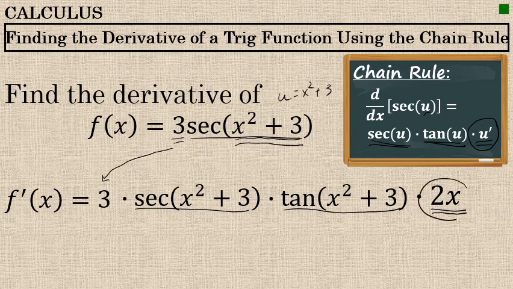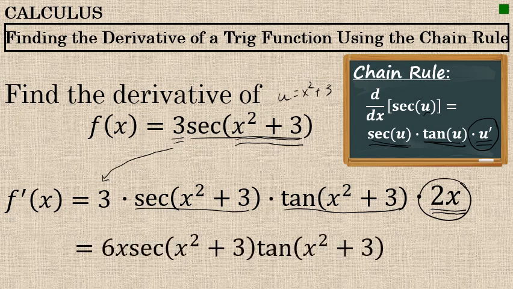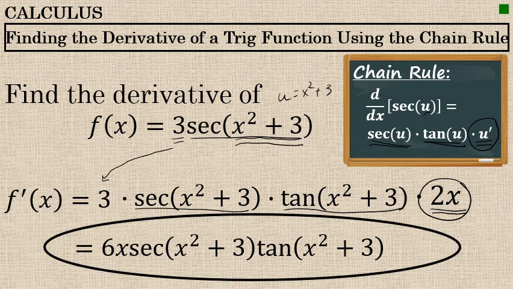However, it's common to write any factors that are not trig functions in the front of the problem. So what I'll do is I'll take this factor of 2x and multiply it by the factor of 3 at the beginning to get my final answer in simplest form. The derivative of f of x is 6x times the secant of x squared plus 3 times the tangent of x squared plus 3.